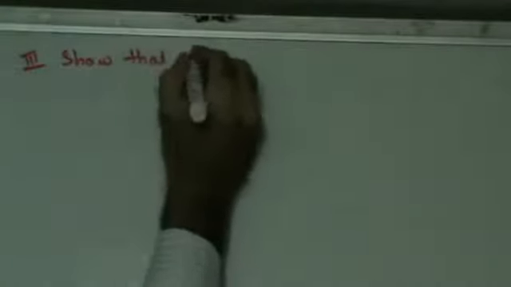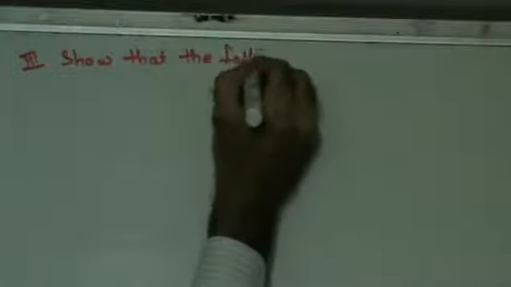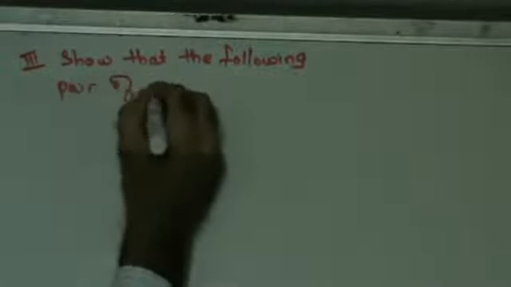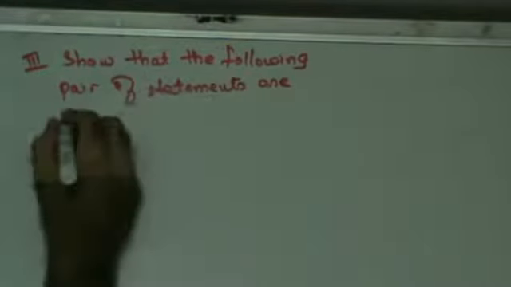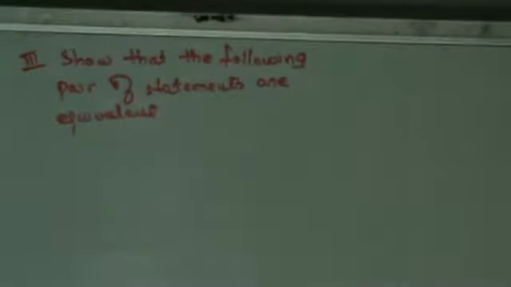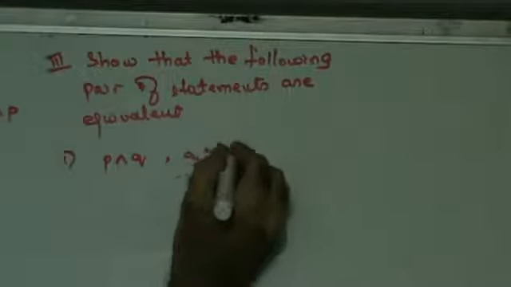Next type of sum. Suppose if they tell you, show that the following pair of statements are equivalent. Right? Let's take a sum. Suppose if I had a sum like this, P and Q, comma Q and P.